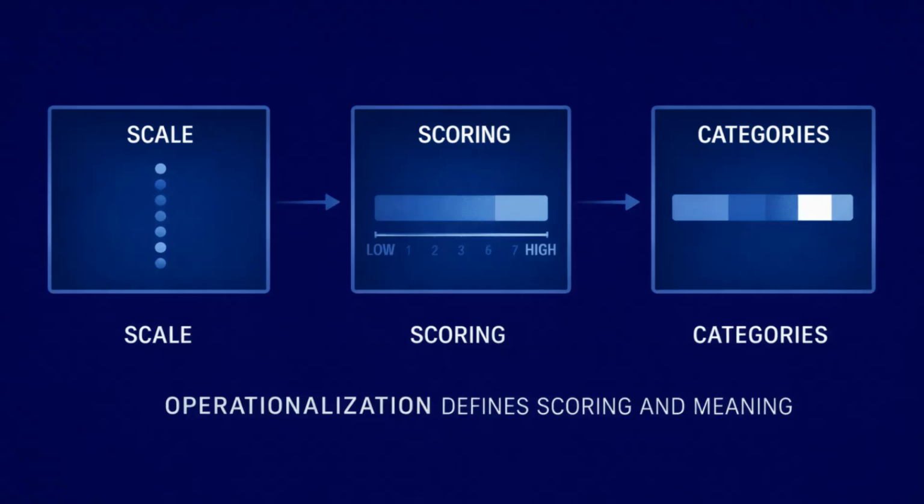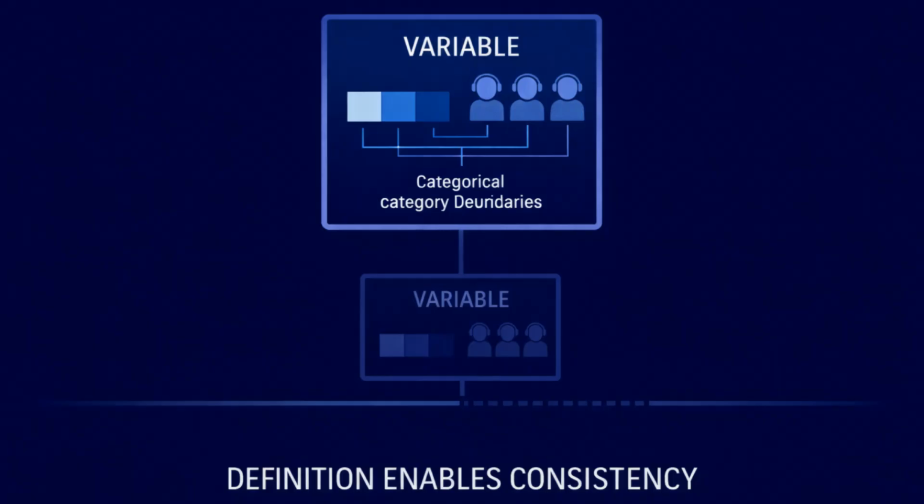Operationalization also includes decisions about scoring and categories. If a variable is derived from a scale, you need to specify how items are combined, what higher or lower scores represent, and what counts as meaningful change. If a variable is categorical, you need to define category boundaries clearly. If multiple people are coding data, you need to specify what counts as each code and how consistency will be supported. Without these details, the variable exists in name only.